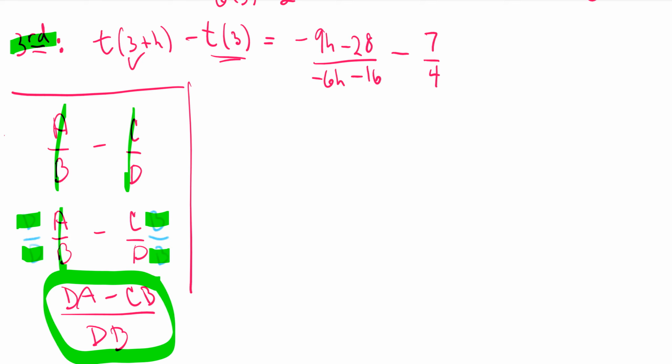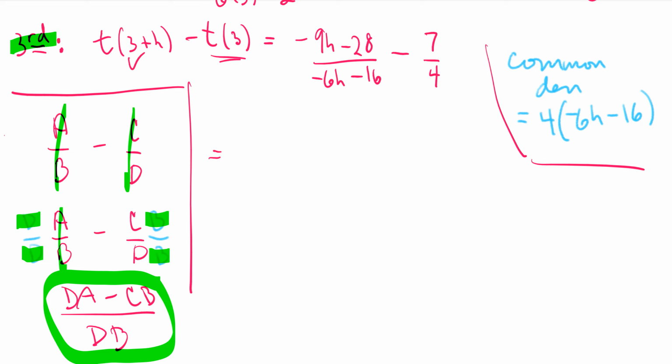What we're about to do in our problem follows the same format as what we just did on the left-hand side. On the common denominator, what we need to do is the product, 4 times negative 6h minus 16.